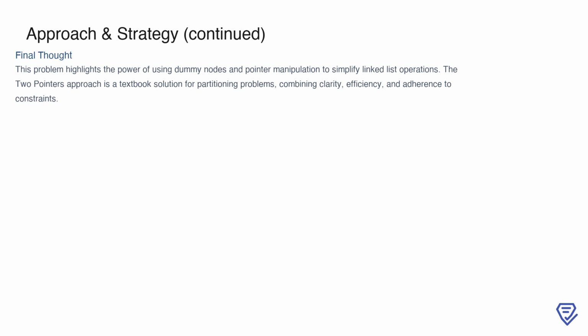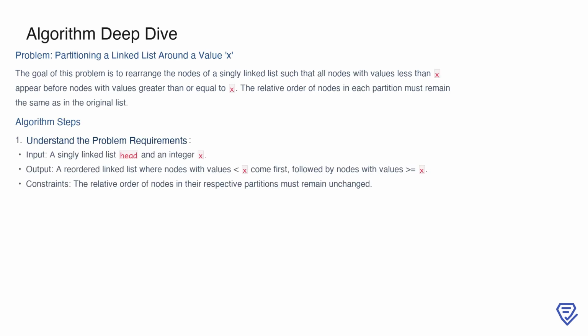The problem we're solving here is to partition a singly linked list around a given value, x. The goal is to rearrange the nodes so that all nodes with values less than x come before nodes with values greater than or equal to x. It's important to maintain the relative order of nodes within each partition as they appear in the original list. To summarize, the input is a linked list and an integer x, and the output is a reordered linked list that meets these criteria.